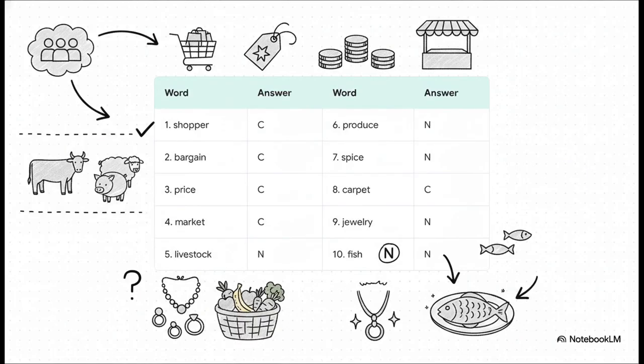Okay, the answers are up. So, how'd you do? The first 4, shopper, bargain, price, market, those are all countable. But then number 5, livestock, that one's kind of tricky. It's a collective noun for farm animals, so it's uncountable. Same goes for produce, that's a category for fruits and veggies, and jewelry for things like rings and necklaces. And fish is another tricky one. You can count 2 fish in a tank, but when you're talking about food on your plate, it's uncountable. Well done if you got those right.